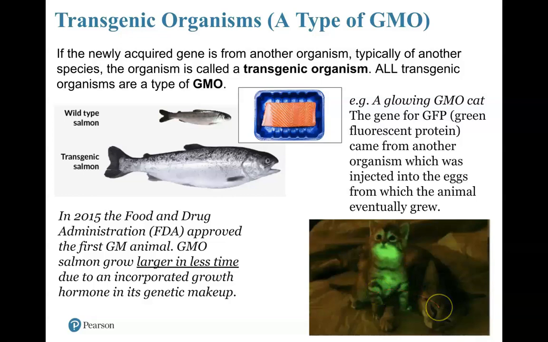There's that mom cat in the background. She's not bothered that her baby kitten is growing green. She's not growing green herself, but the kitten is, because this kitten was given that GFP protein. That's a transgenic organism. Pretty neat that scientists are able to do this.